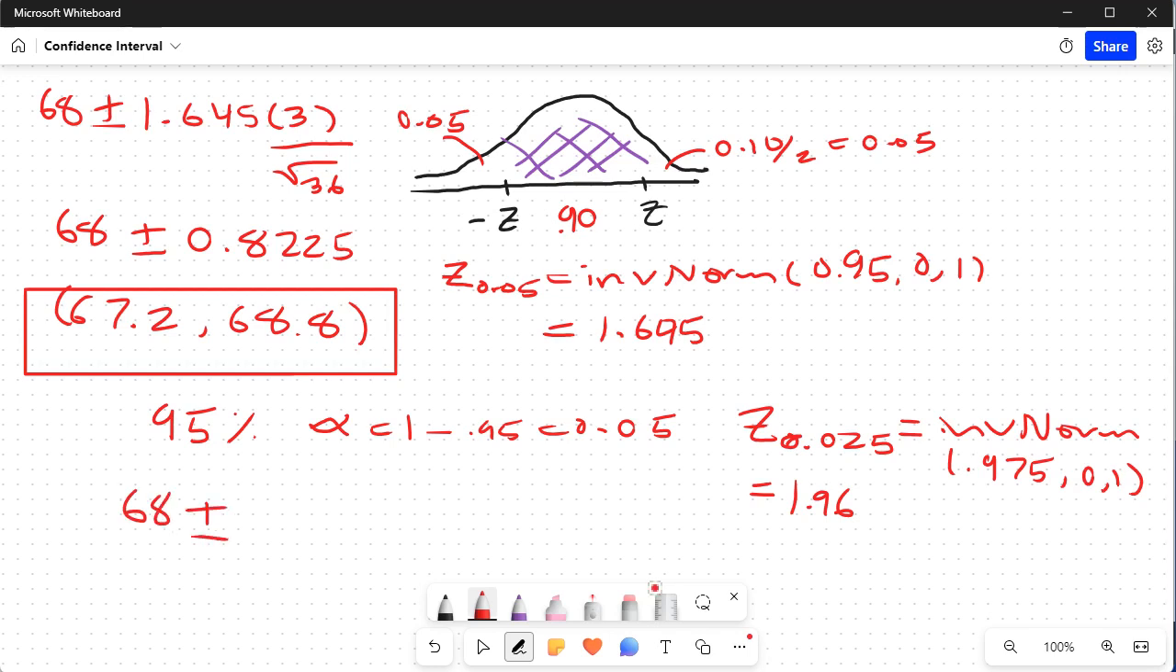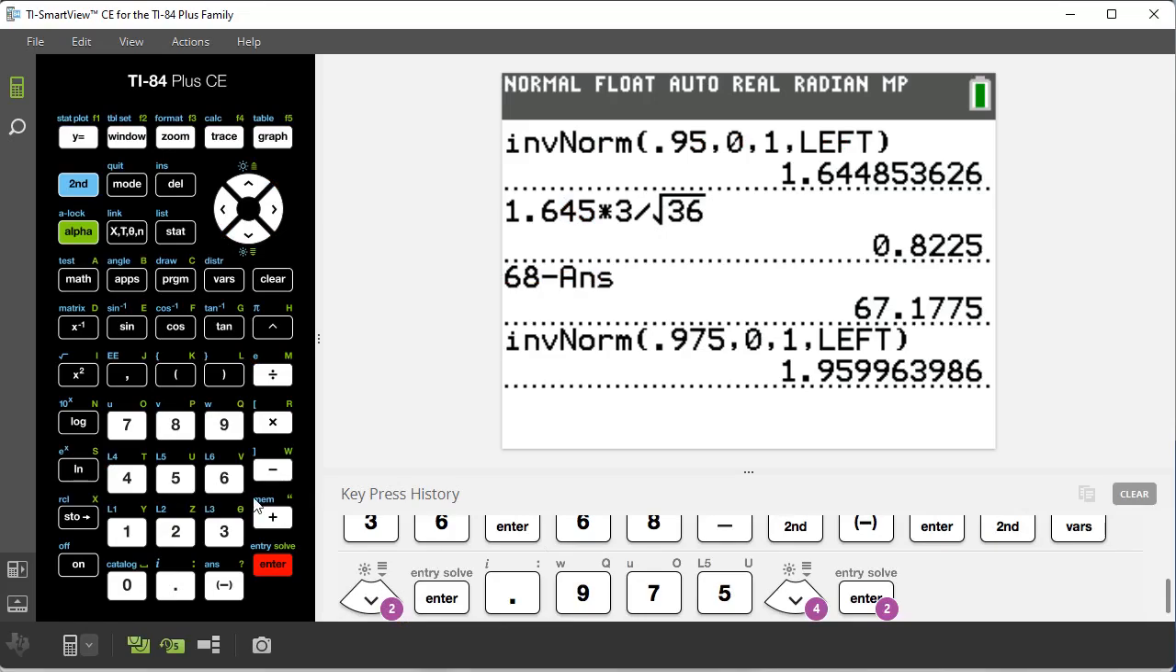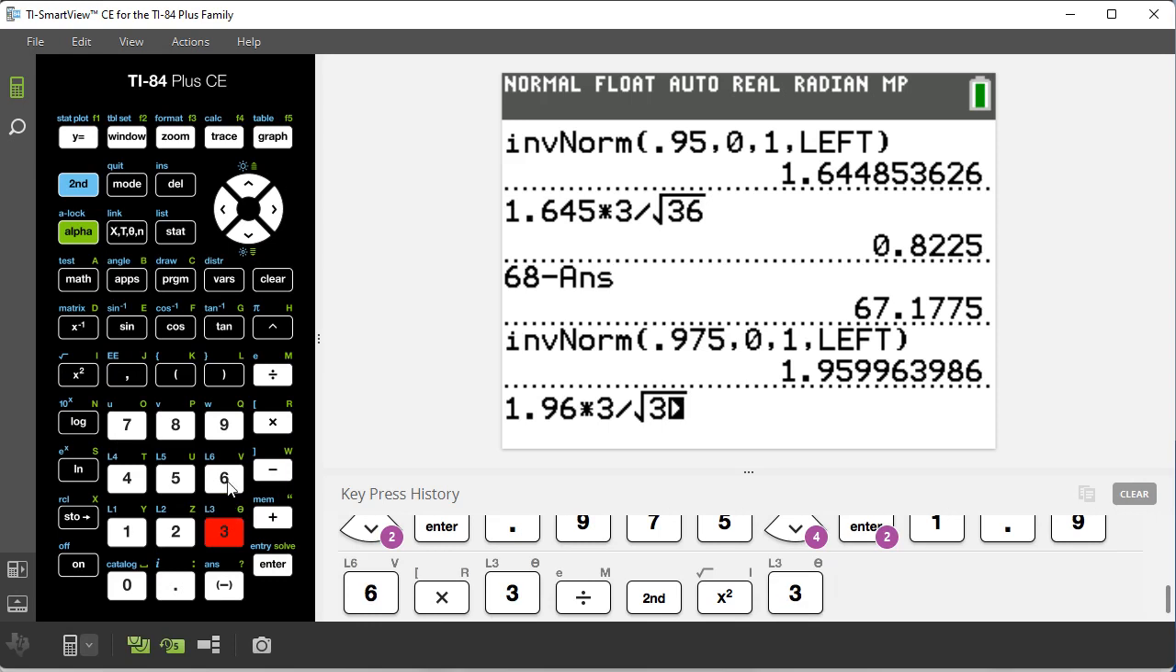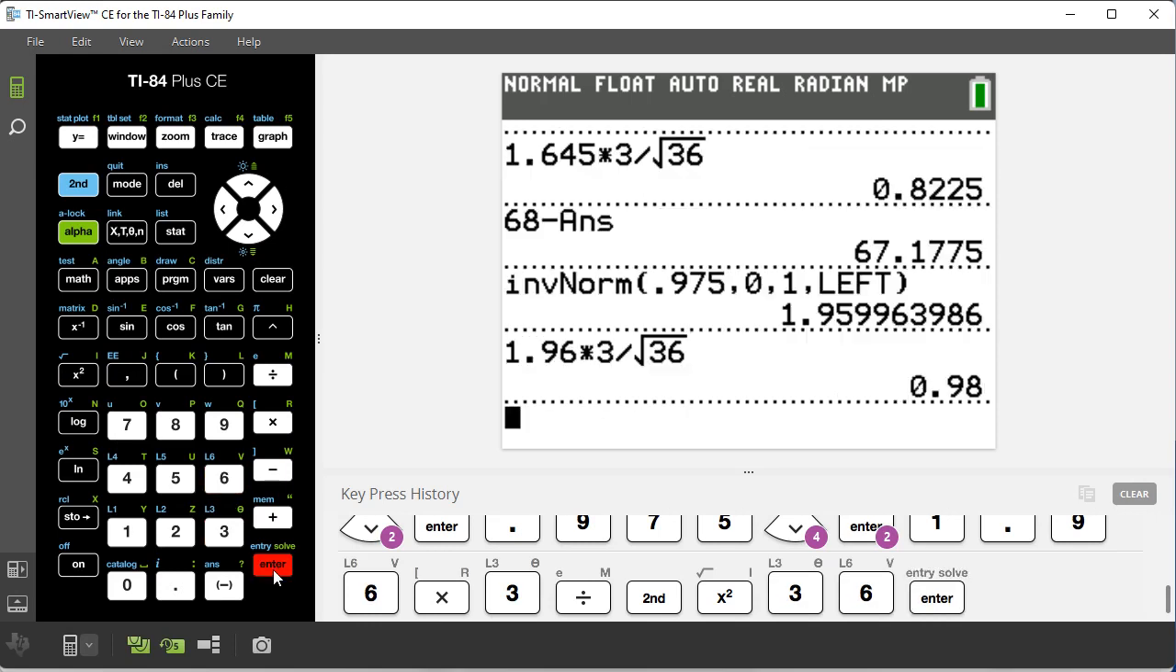So we have that this critical value would be 1.96, meaning that you have the same thing, 68 plus or minus 1.96 multiplied by 3 and divided by the square root of 36. But let's go ahead and compute that, for example, and say that we can take the margin of error to be calculated as the critical value times the standard deviation divided by the square root of 36. So we hit enter, and we get 0.98.